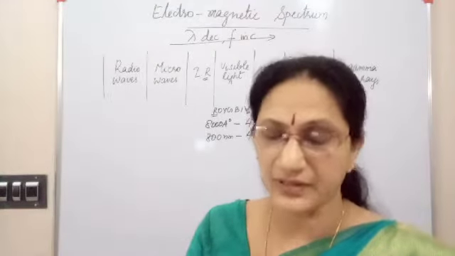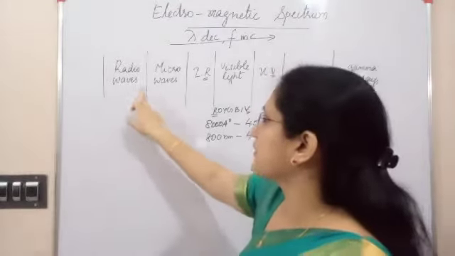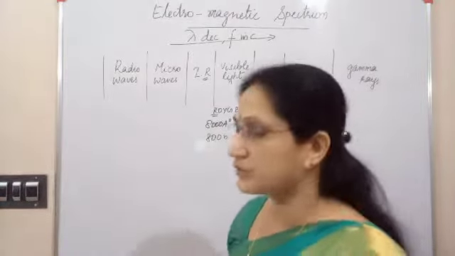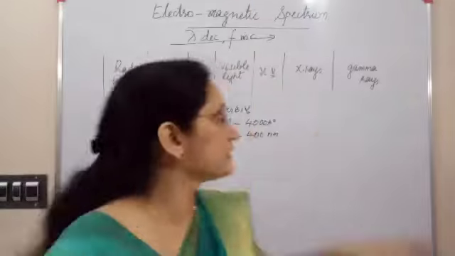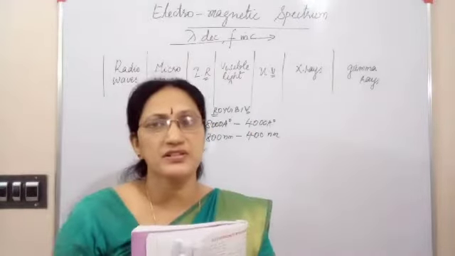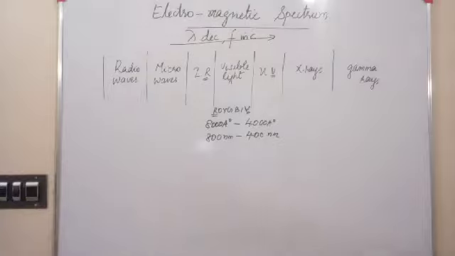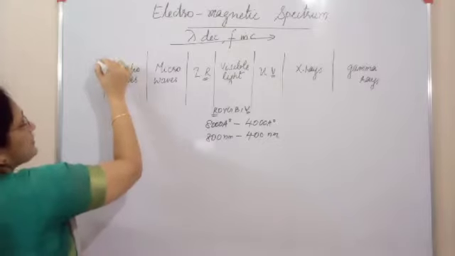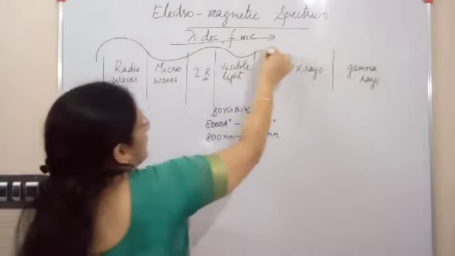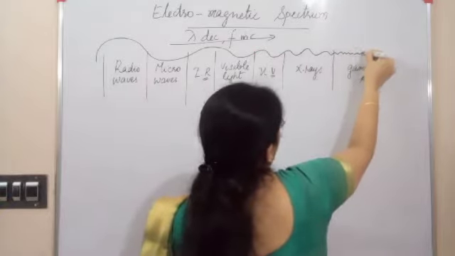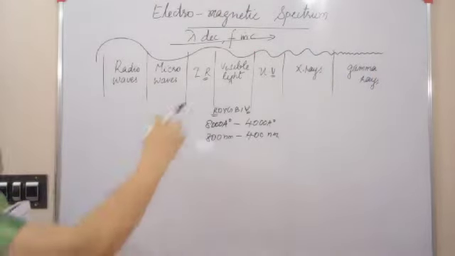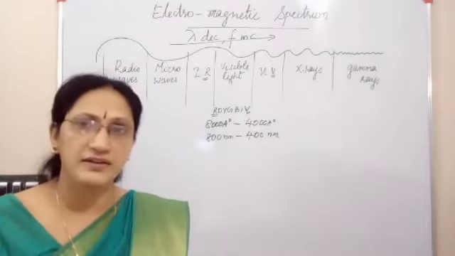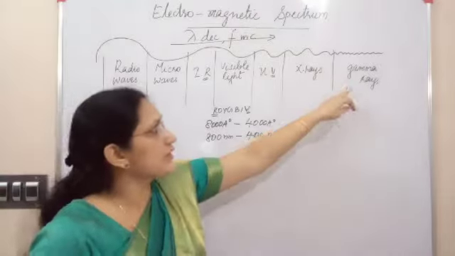And now we will discuss certain special properties of these electromagnetic waves. We will start with the gamma rays. You know that gamma rays are the shortest electromagnetic wave, and the radio waves are the longest waves. That means radio waves are very long, and as you go towards gamma rays, they become shorter. The shortest electromagnetic wave is gamma rays, and the one with the highest wavelength is radio waves. We will start with the gamma rays.